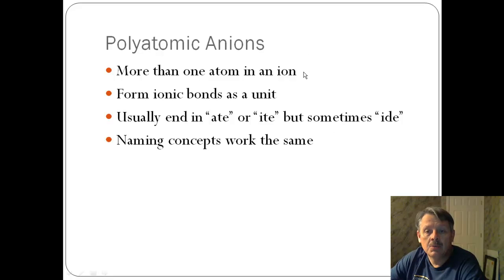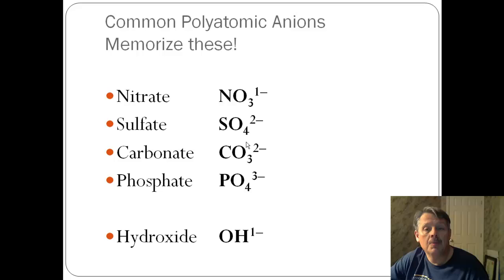Well, polyatomic ions have more than one atom in an ion. So we have ions that are made up of multiple atoms, and they form ionic bonds as a unit. They usually end in ATE, sometimes in ITE, and even sometimes in IDE, and all of the naming concepts work the same. But if they end in ATE or ITE, they're definitely not on the periodic table, because all of the anions on the periodic table end in IDE.